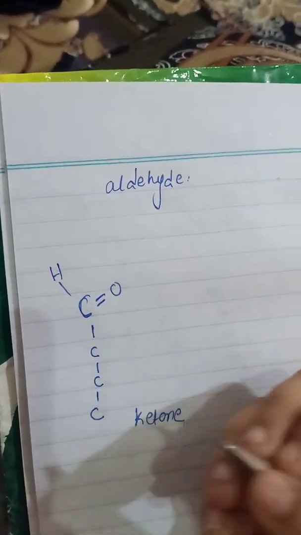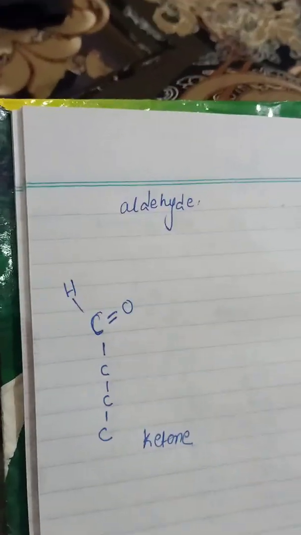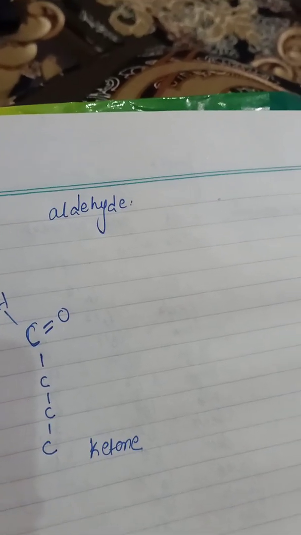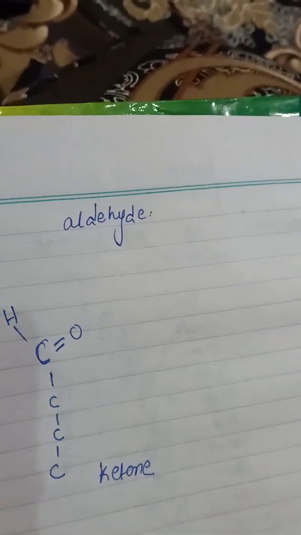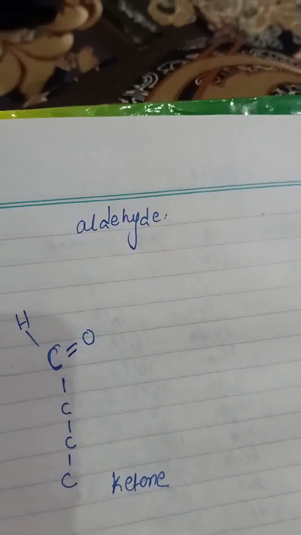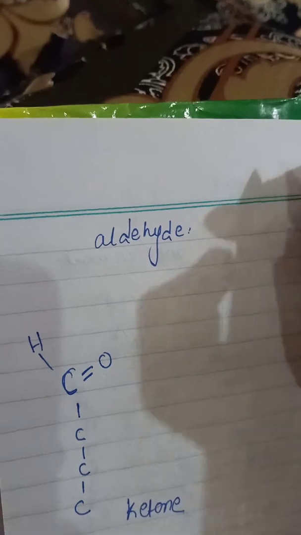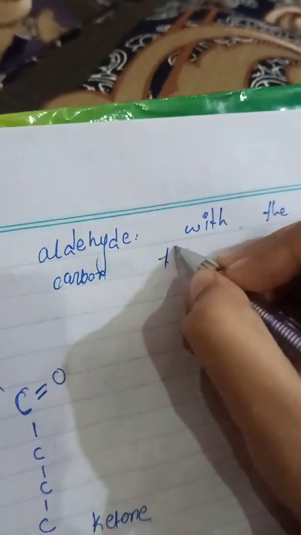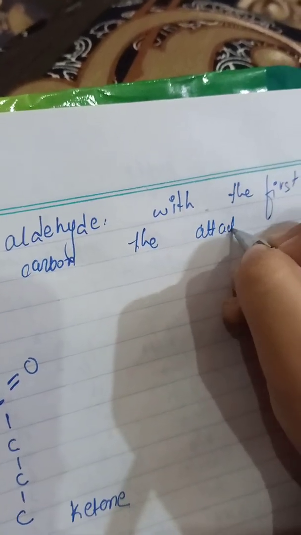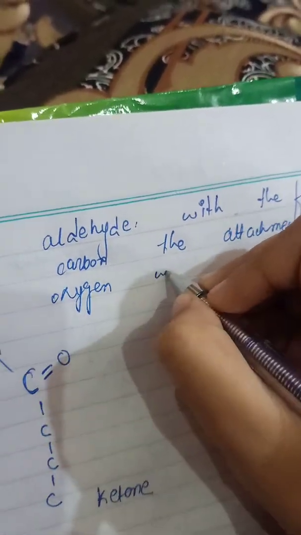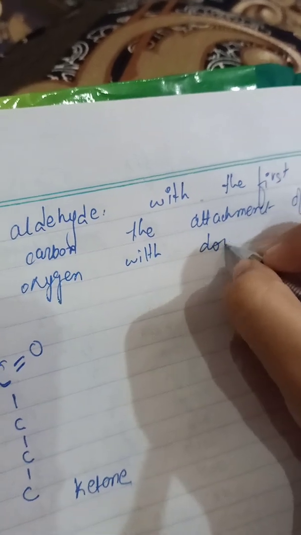Now there will be a series of carbons. Aldehyde is basically a functional group used in biochemistry. How can we identify whether it is an aldehyde group or a ketone group? The aldehyde group is with the first carbon, the attachment of oxygen with a double bond added.